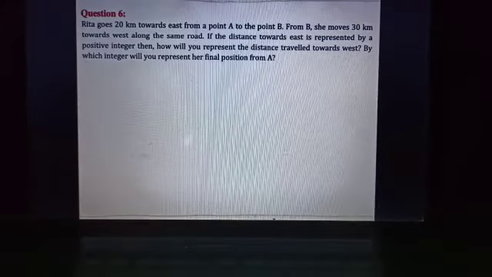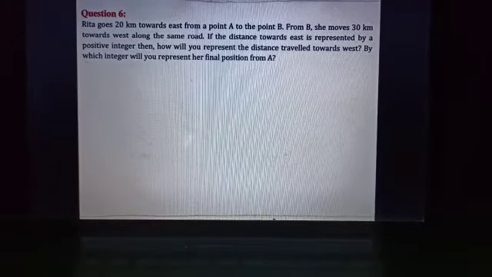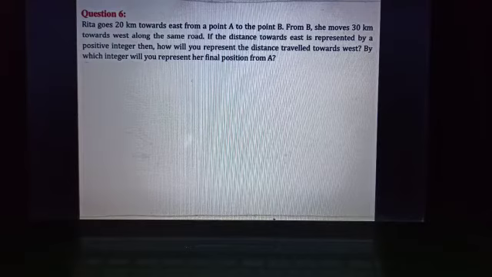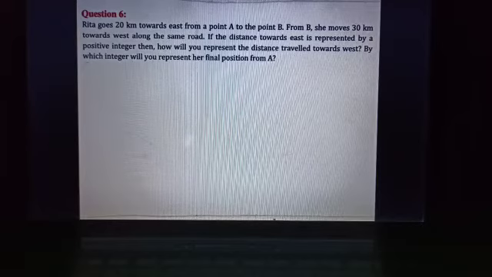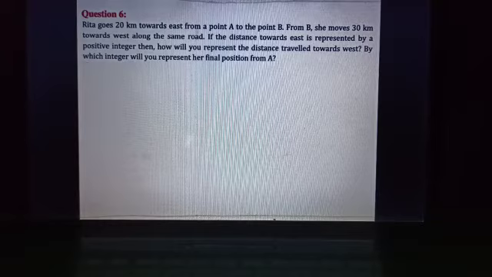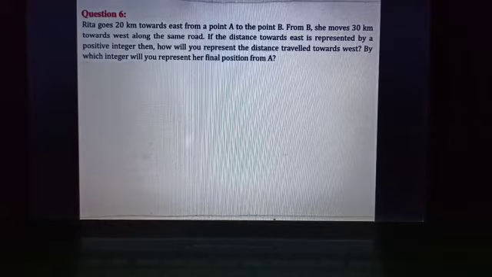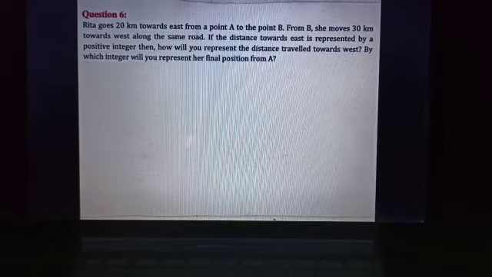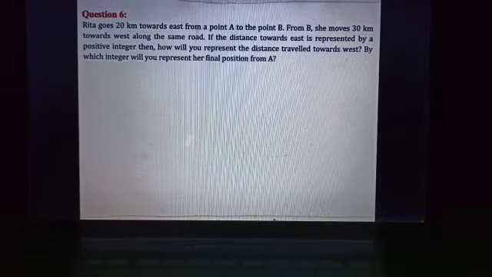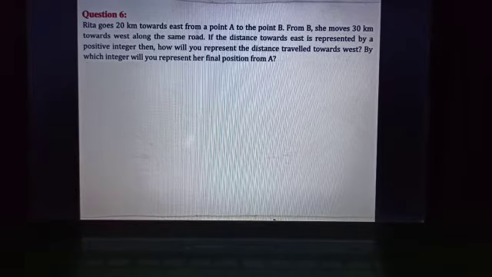Now here we have question number 6. Rita goes 20 km towards east from a point A to the point B and from B she moves 30 km towards west along the same road. If the distance towards east is represented by the positive integer, then how will you represent the distance traveled towards west, and by which integer will you represent her final position from A? Now, as I have told you earlier, the distance traveled towards east is represented by the positive integer, therefore the distance traveled towards the west will be represented by the negative integer.